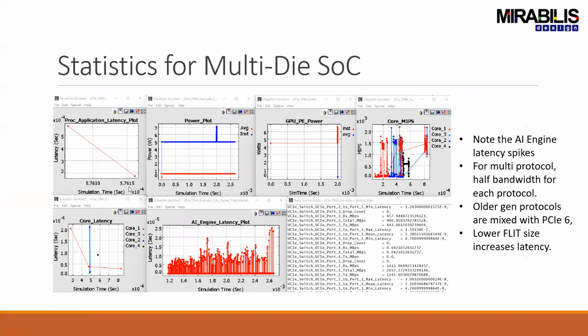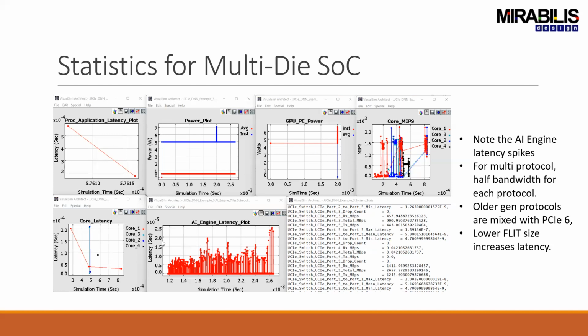Now, when we look at the statistics, there's a variety of statistics that are being generated in the system. For example, here you can see the latency for the applications running on the processor. What's the power consumption of the entire SoC? In this case, we're just breaking it down to the GPU power. What was the core MIPS? Like, what is the MIPS for each one of the cores? There were 4 cores, if you remember. Similarly, what is the latency for each of the cores?